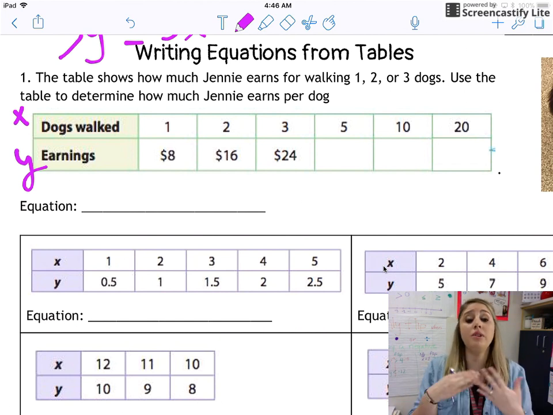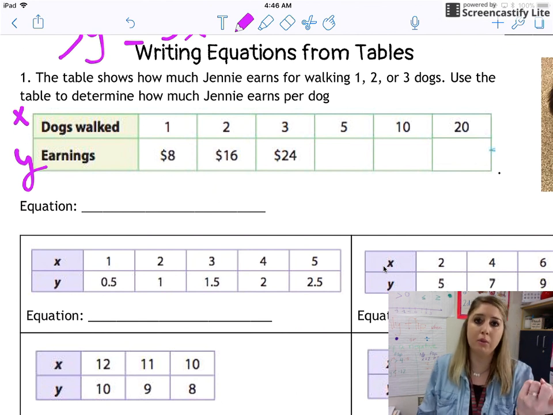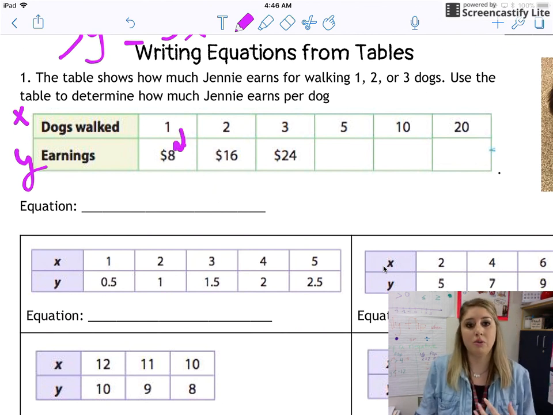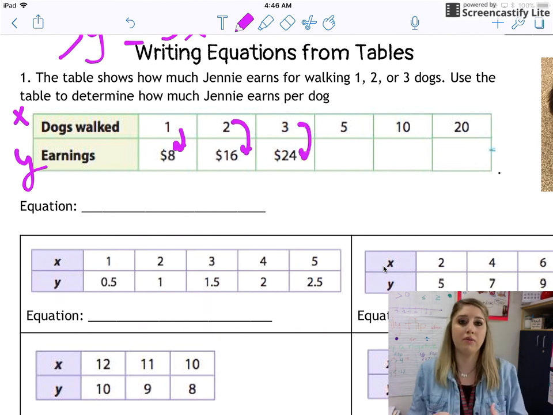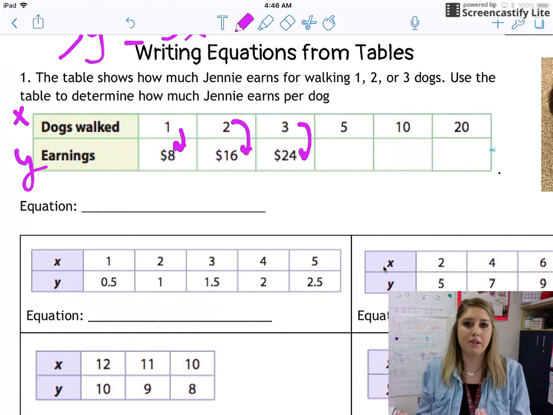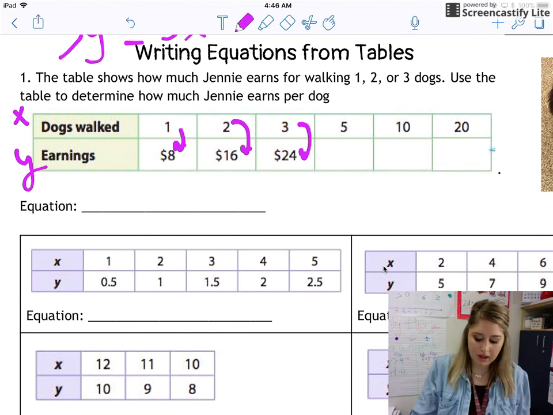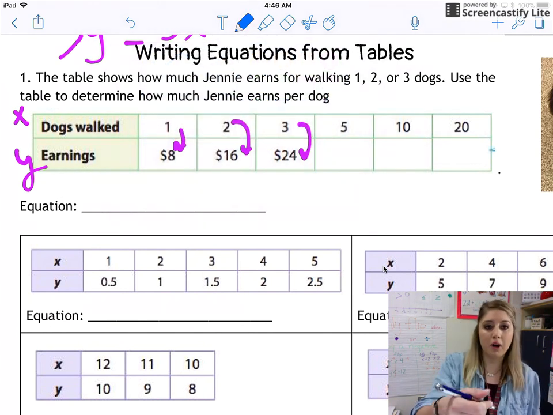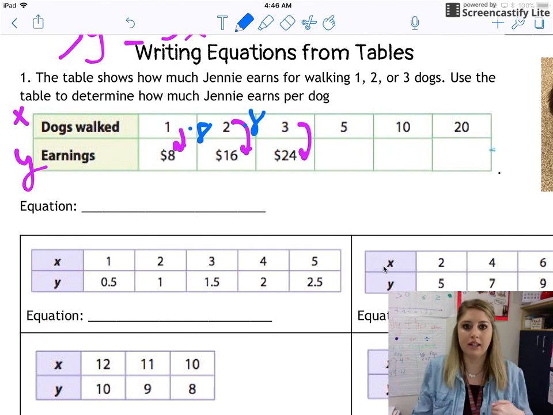Okay, so now that I know my independent and dependent variables, I know my x and y, I can go ahead and look at this table and I can complete this table because let's see what happens. When she walks one dog, she makes $8. When she walks two dogs, she makes $16. When she walks three, she makes $24. So think about a pattern. What's happening depending on the x, how much money I make? Well, we're multiplying by a number. And we're multiplying by 8. And if you can see here, 1 times 8 is going to give me 8. 2 times 8 is going to give me 16. 3 times 8 is going to give me 24.